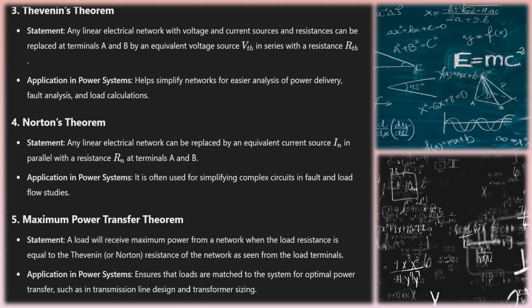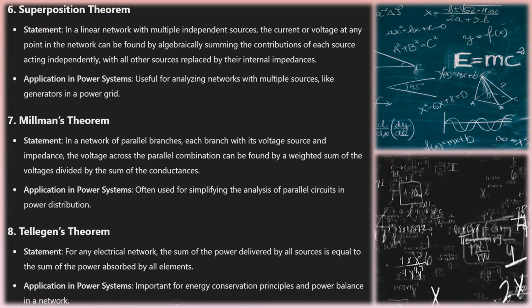Ohm's law: the current through a conductor between 2 points is directly proportional to the voltage across the 2 points and inversely proportional to the resistance. Kirchhoff's laws: current law, KCL, the sum of all currents entering a node or junction is equal to the sum of all currents leaving the node. Kirchhoff's voltage law, KVL, the sum of the electrical potential differences (voltage) around any closed network is zero.